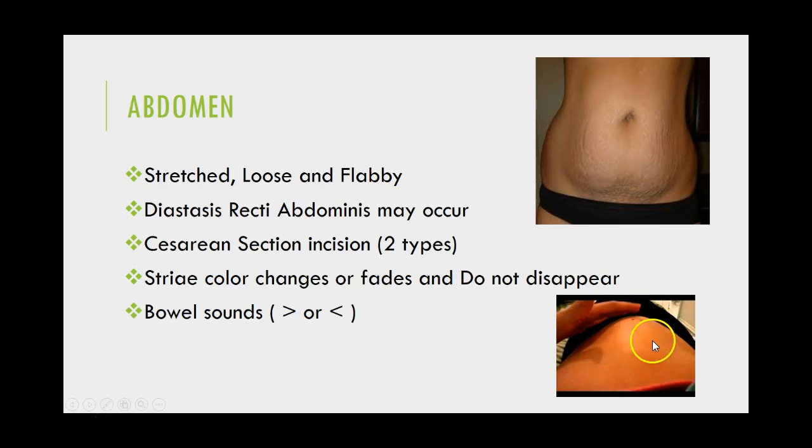Basically, those muscles have split, so what you see here is almost like a little hump in the middle of their stomach. And this can be corrected with exercise. It just takes a while to do. With a C-section, when we're assessing the abdomen, we want to make sure that we are assessing the incision site and documenting that. We know that there are two types of C-section incisions. We have that low transverse and the classical. Striae may change in terms of color, and they may fade, but they will not disappear.